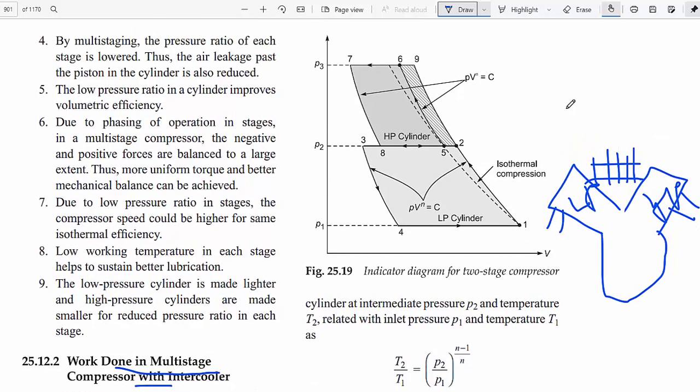See the PV diagram. The first is the first stage compressor and then the second stage compressor. 1, 2, 3, 4 is the LP compressor, and the air is then passed to the HP compressor. 2, 5, 6, 7, 8 is the second stage compressor, which makes up the multi-stage compressor. So here we have two compressors, and in between the two compressors we attach one part, which is called the intercooler.